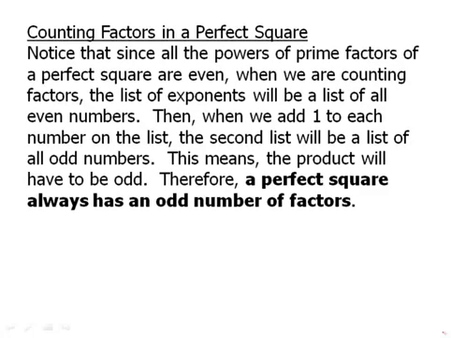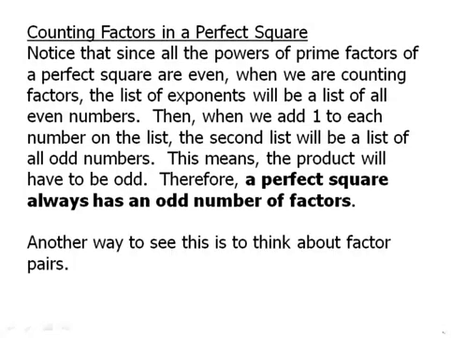Notice since all the powers of the prime factors of a perfect square are even, when we're counting the factors, the list of exponents will be a list of all even numbers. Then when we add 1 to each number on the list to get the second list, it will be a list of all odd numbers. Because, of course, when you add 1 to an even number, you get an odd number. This means that the product of that second list will be a product of all odd numbers, so it will have to be odd. And, of course, the product of that second list is the number of factors. Therefore, a perfect square always has an odd number of factors. That's a really big idea.